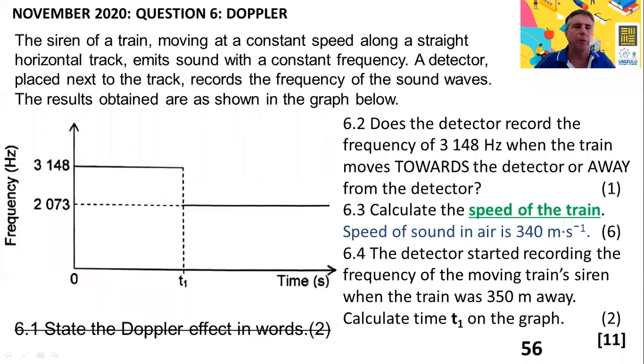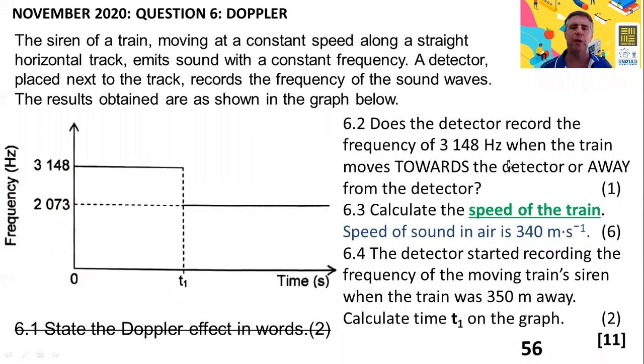And finally, the November 2020 question 6, which you'll find on page 56 in your books. Again, a graph, but a completely different graph. It's a frequency time graph, but it's not a rate graph. It's a step graph because the frequency is 3148, and suddenly at time t1, it drops to 2073. As usual, we won't worry about the recall question, but you need to worry about those because it's 2 marks for you.